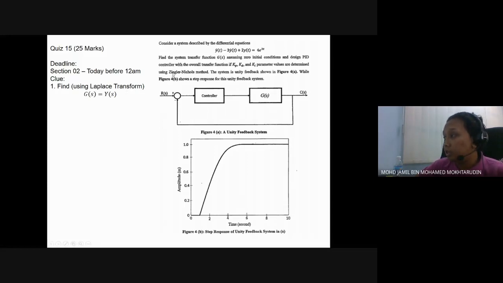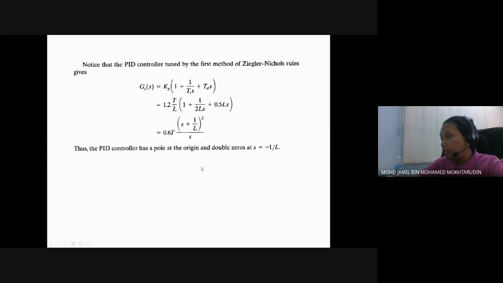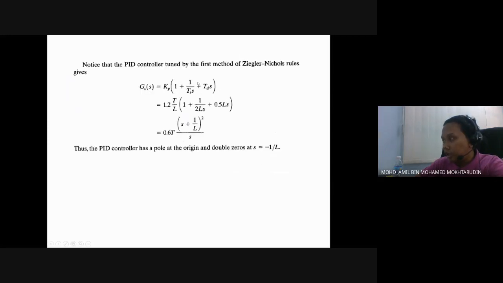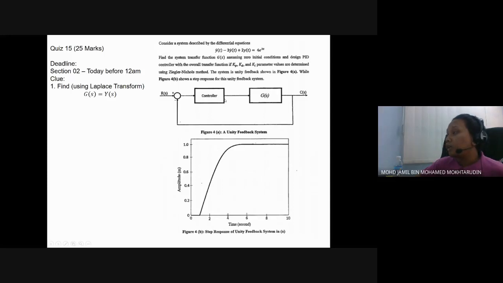The second step is you use the Ziegler-Nichols method. You find the values of T and L from this S-shaped curve. After you find T and L, you use the table in this slide to find Kp, Ti, and Td, and substitute in the transfer function to get the transfer function for the controller. That's the second step. And then after that, you simplify the block diagram to get the overall transfer function for the system. Those are the steps for answering this question.